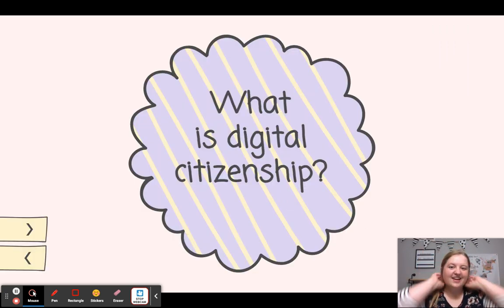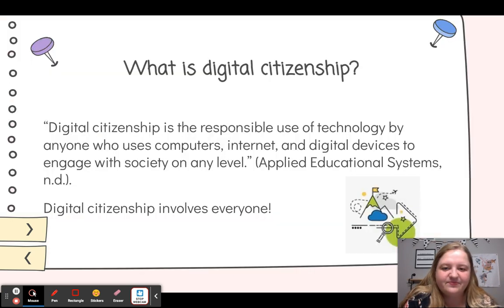So what is a digital citizen? Digital citizenship is the responsible use of technology by anyone who uses computers, internet, and digital devices to engage society on any level. Digital citizenship involves everyone. It's a process that involves everyone who is a stakeholder. So you as a teacher, your students, when you're on your phone, when you're on your iPad, when they're on their Chromebooks. Digital citizenship is the responsible use of technology.